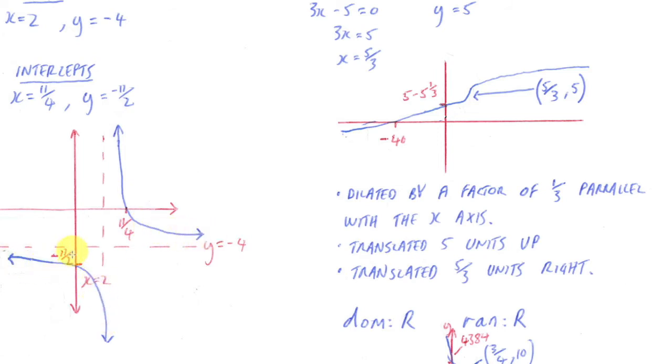So what we're expecting is that for the graph to cut through the y-axis at a value that's less than negative 4, and through the x-axis at a value that's greater than x equaling 2. To work out those intercepts, just make y equaling to 0 and solve for x, so I get 11 on 4. And to get the y-intercept, just substitute x equaling 0 into the rule, and I get negative 11 on 2. So I won't show you all the calculations on that, you've done that numerous times.